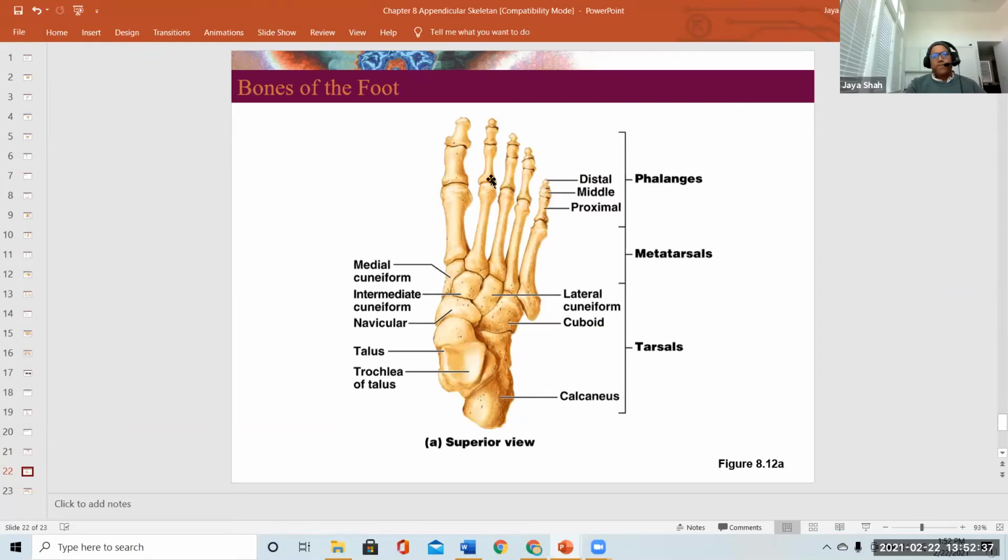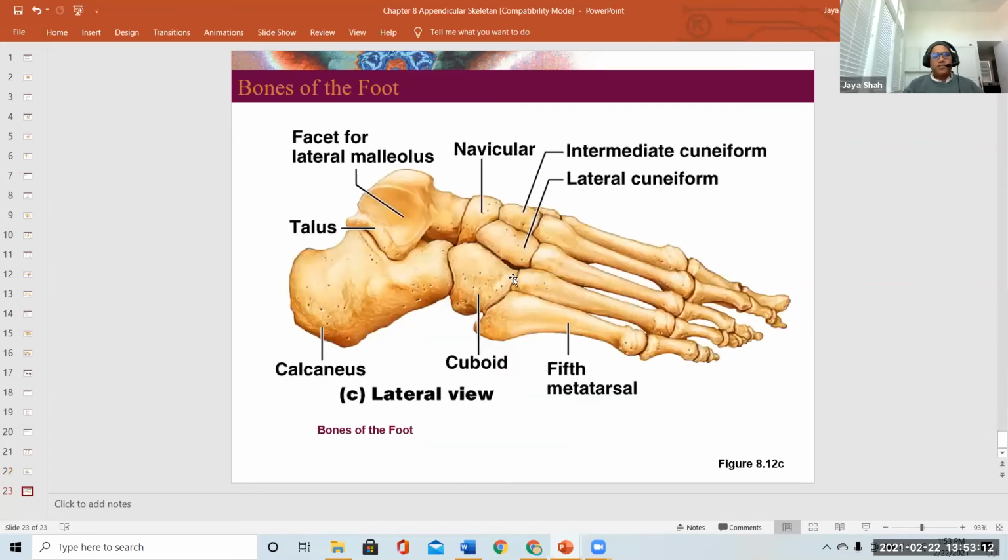These are the bones of the foot. These are the ankle bones, tarsals. The main bone is the calcaneus, and on the calcaneus there is the talus. And then from lateral to medial, you have cuboid, lateral cuneiform, intermediate cuneiform, medial cuneiform, and navicular bones. Then metatarsals and phalanges like our upper limbs. This is the medial view of the bones of the foot.